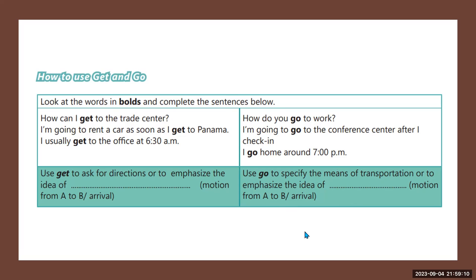Hello? Hola? Letter B, teacher? Letter B? Yes. Go, motion from A to B or arrival? Arrival, teacher. We already talked about arrival on this side. Do you consider that we can use both of them for arrival, get and go? Or this one we can use when we move from A to B. Take a look right here. Use go to specify the means of transportation or emphasize the idea of motion from A to B.